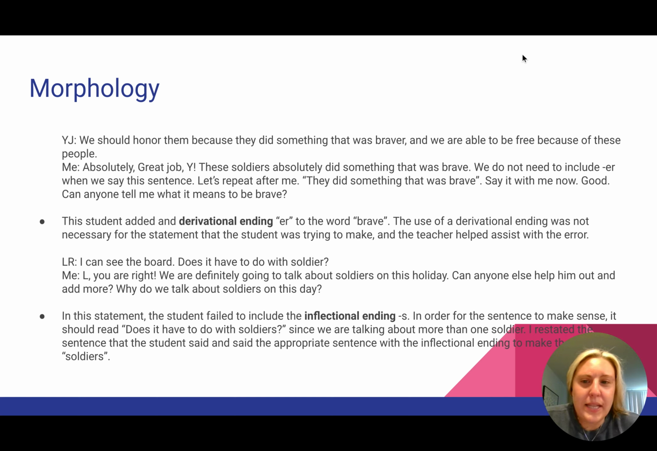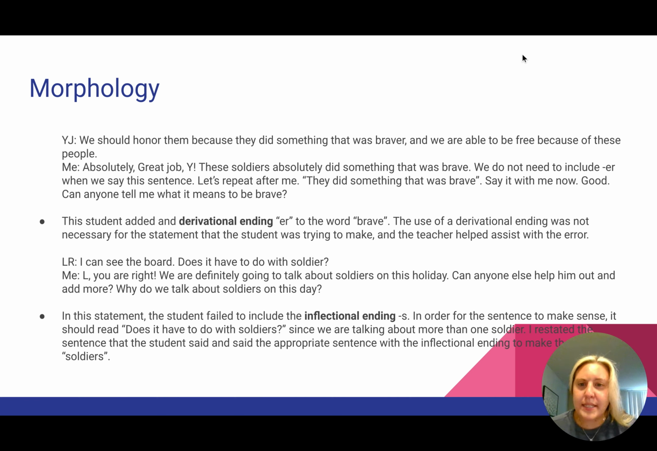The use of this ending was not necessary for the statement that the student was trying to make, and the teacher helped assist with the error. So I repeated after her, they did something that was brave, instead of saying they did something that was braver, because that didn't make sense in the context of what we were talking about.